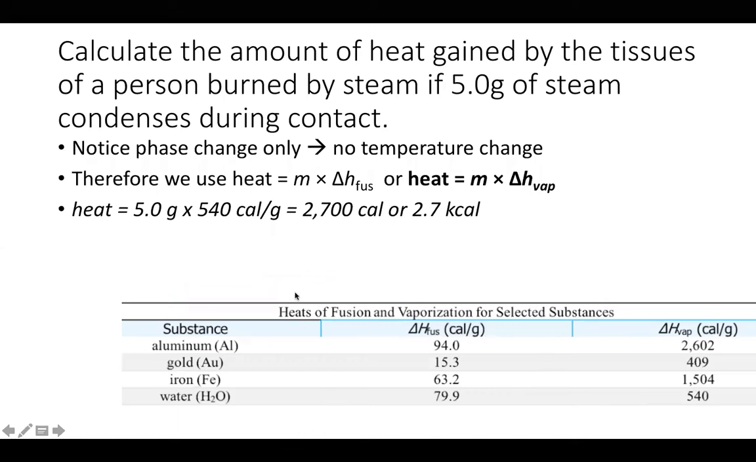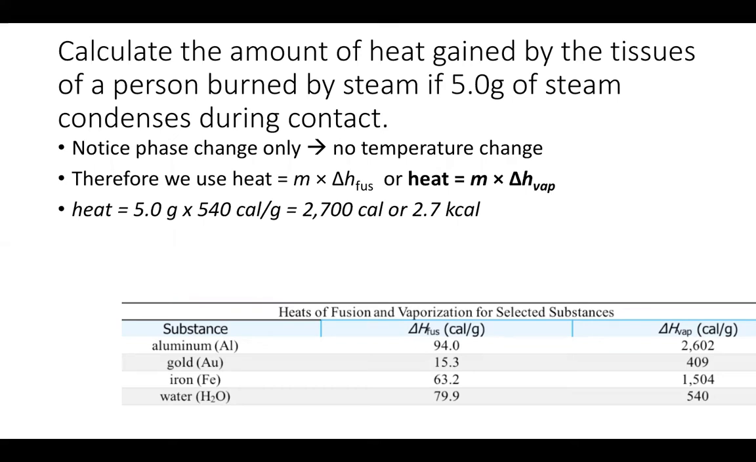So this was another question, kind of similar to the last one, right? Calculate the amount of heat gained by the tissues of a person burned by steam if 5.0 grams of steam condenses during contact. Notice that this was a phase change only, right? We're going from steam and it's condensing, meaning it's going back to a liquid. Again, it's happening on someone's maybe arm or something. But there's no temperature change. This is a phase change only.